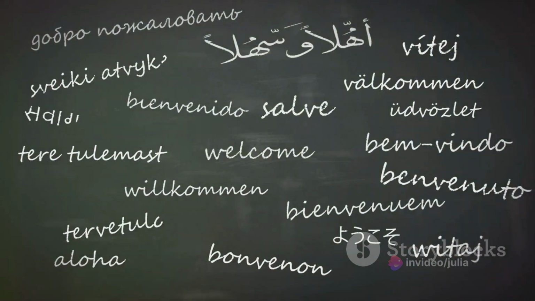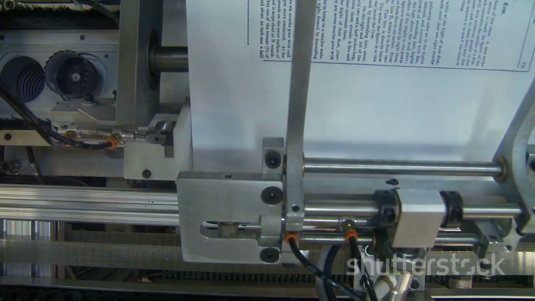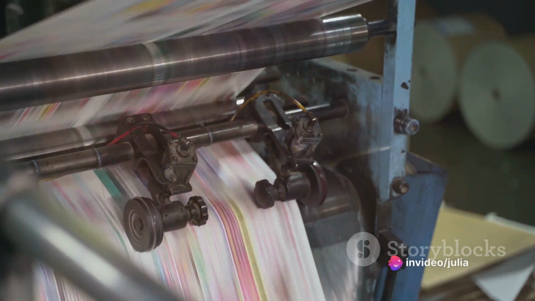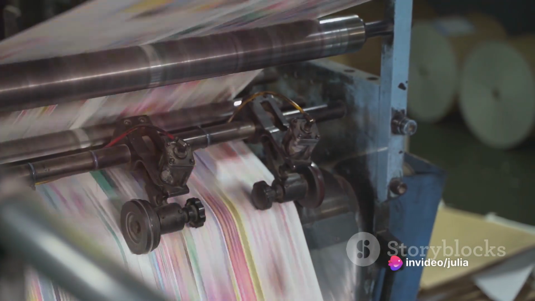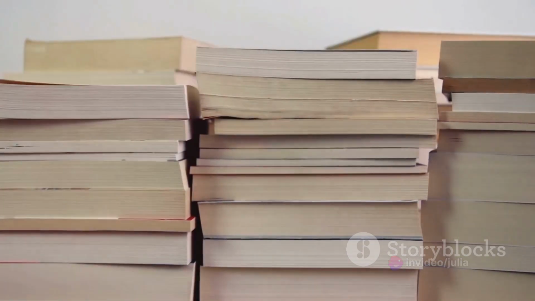But the Renaissance wasn't the only force shaping modern English. Enter the printing press, invented by Johannes Gutenberg in the mid-15th century. This revolutionary piece of technology played a crucial role in standardizing English spelling.